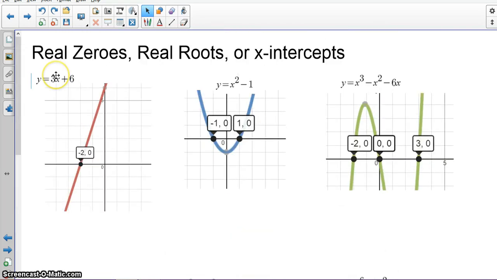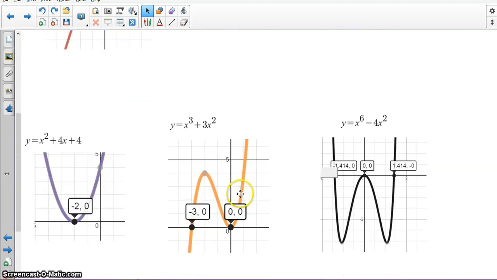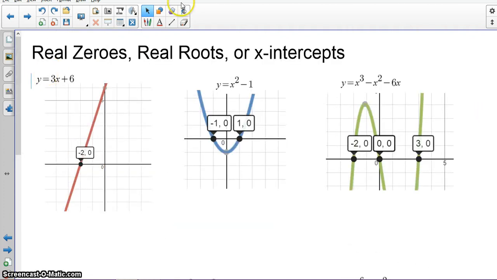So what I wanted to talk about to segue into what we're going to do next is how do we find these real zeros? How do we find these x-intercepts or real roots? Now if you notice for all these examples, what's true for all of these x-intercepts, all these real zeros? The y value is 0. Y value is 0 for all of them. That's a little calculator error. 0 for the y, 0 for the y, 0 for all these y's.